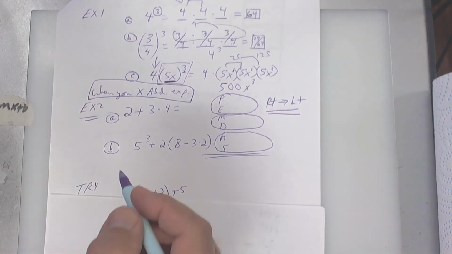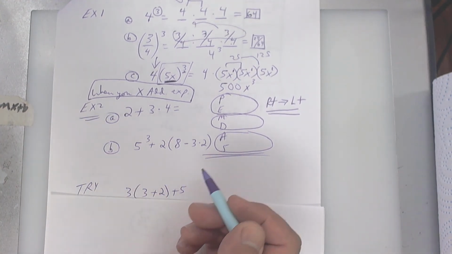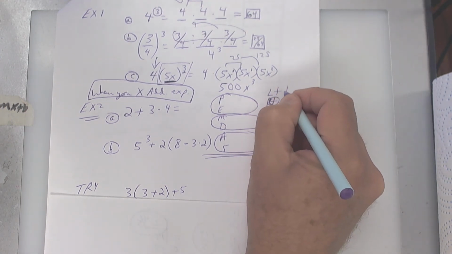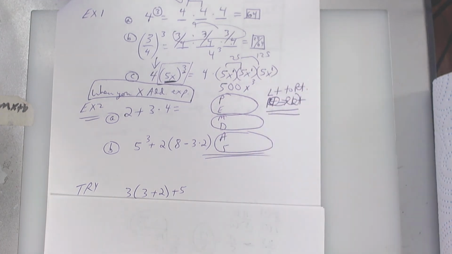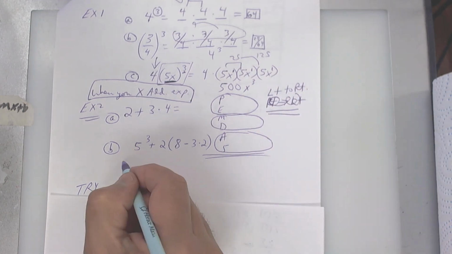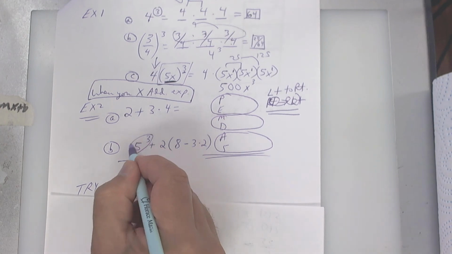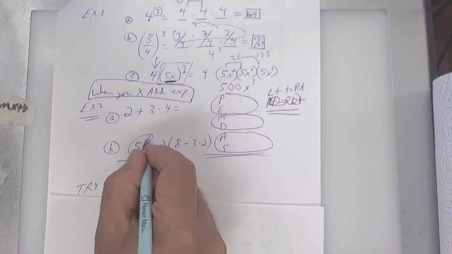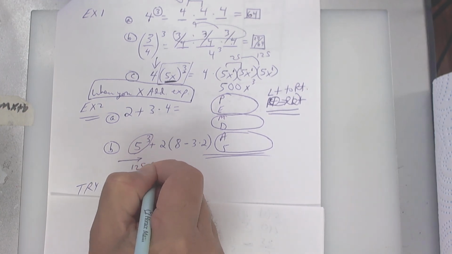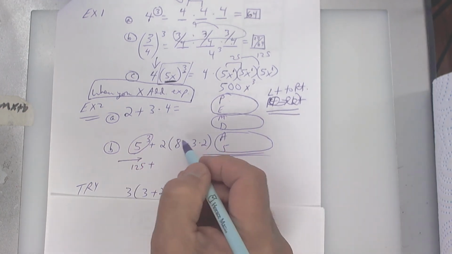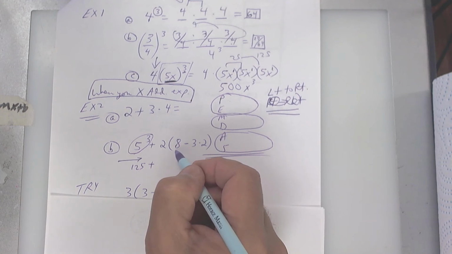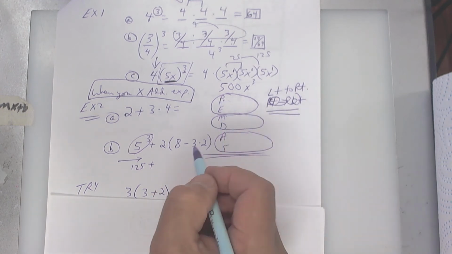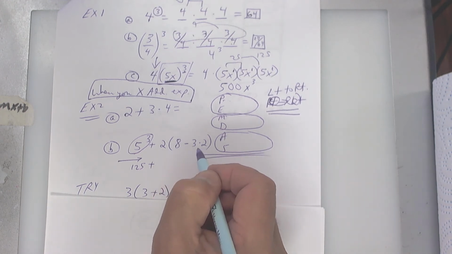So look up here. I go from left to right. So I start here on the left and I go this way. I see exponents. Exponents are way up here. So I do 5 times 5 times 5, which is 125. Then I do inside the parentheses first. Okay, parentheses way up here. So parentheses are right here.